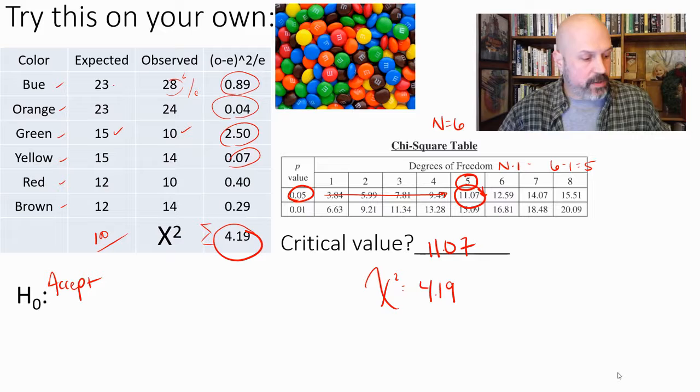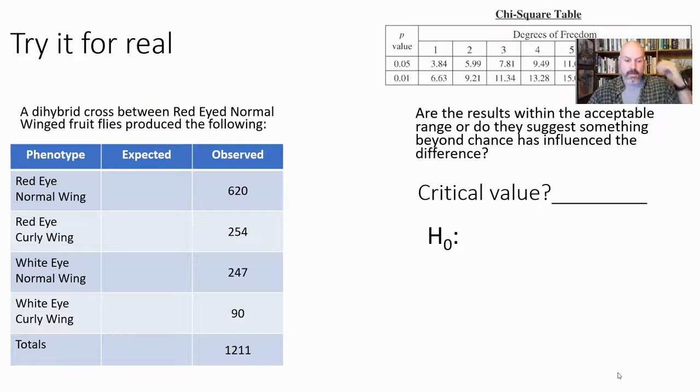Okay, let's try this one for real. Here is something similar to what you could see on an AP exam. They will always give you the table to work with. You'll have it in a little legend sheet. They'll give you some information to start with. It might even be in the form of a puzzle that you have to put together, but I'll help you through this. We start with what's called a dihybrid cross between red-eyed, normal-winged fruit flies.